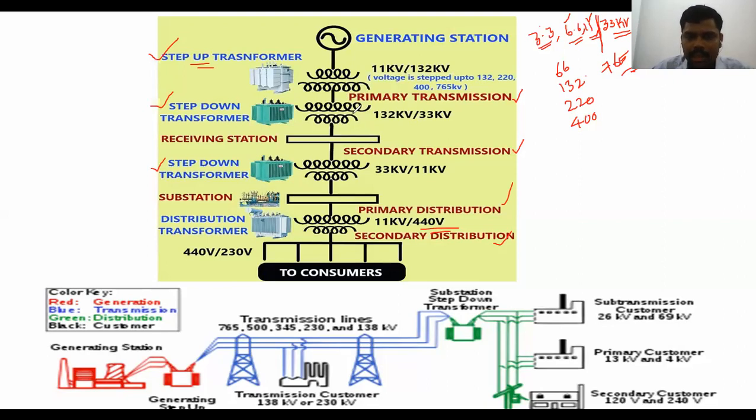These are directly connected to the industrial consumer, that is the bulk consumers. In the primary and secondary transmission lines, they concentrate only on the voltage, because there is no tapping. The current is very less, in order to minimize the line losses, that is I square R losses. The primary parameter is the voltage, not the current.